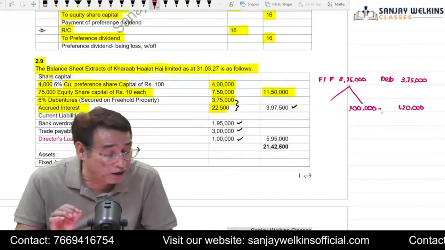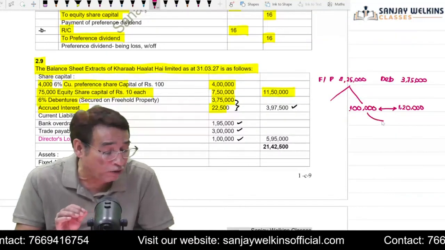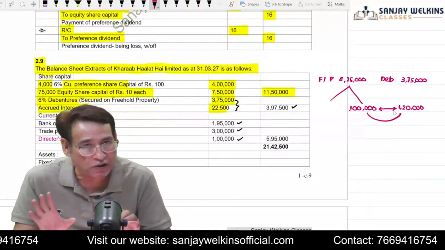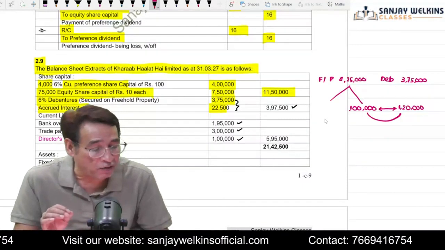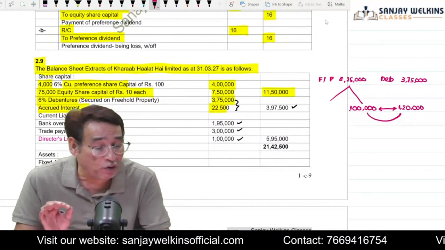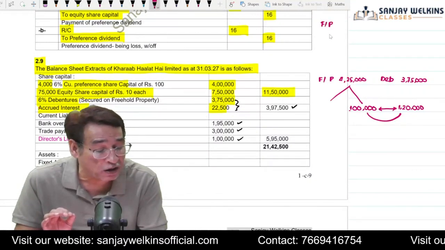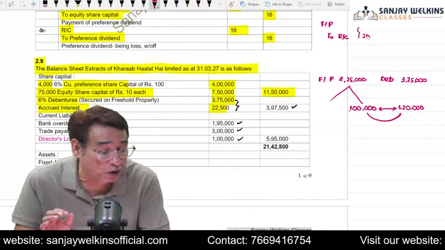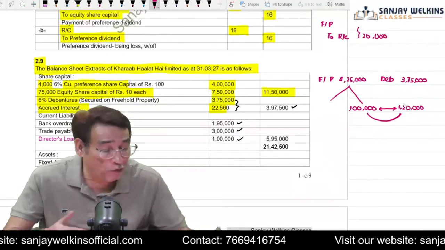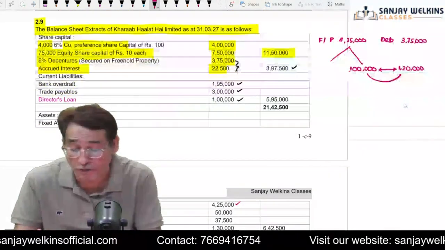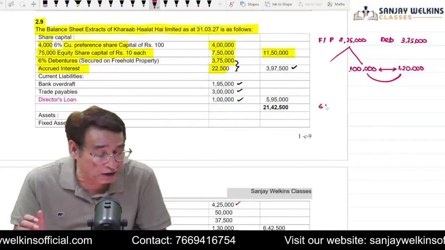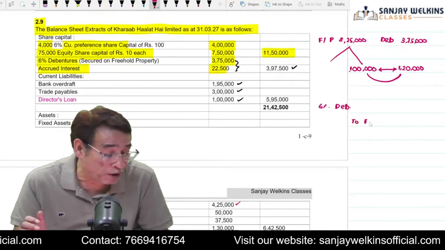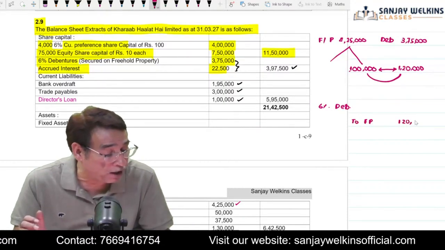Your first entry will be for appreciation in the value of freehold property. Your entry will be freehold property account debit to reconstruction account. Is it clear to you? I am not writing the entry, but you can understand it now. This is the entry you will write because your freehold property worth rupees 1 lakh has been valued at 1,20,000. Now 1,20,000 worth of freehold property has been given to the debenture holder. Obviously, you will have to write another entry, 6% debenture account debit. You are giving them freehold property which has a value of 1,20,000.